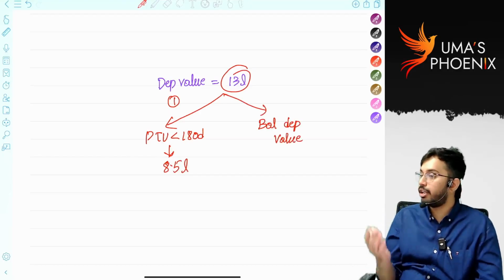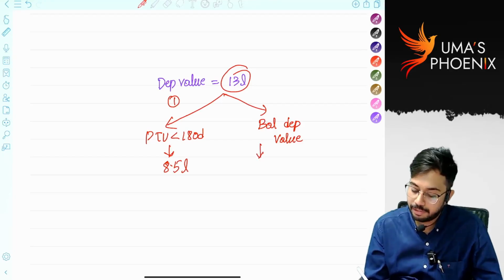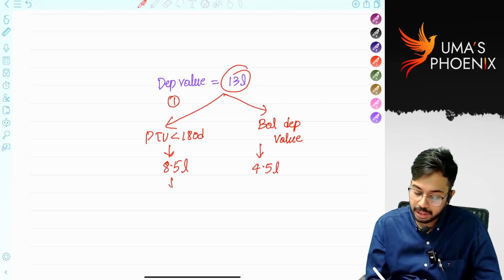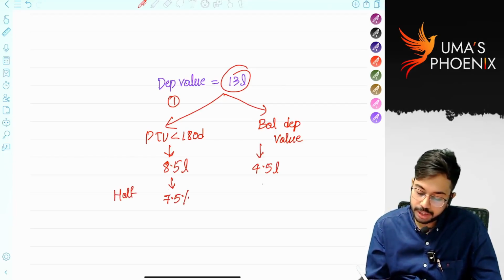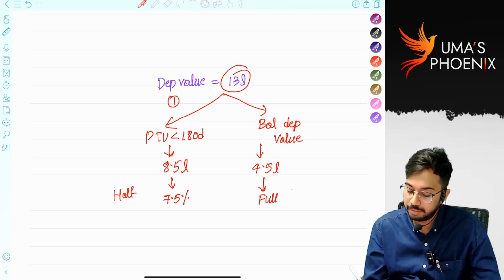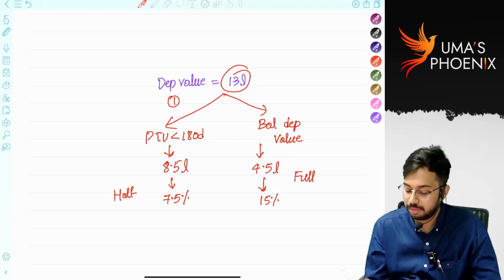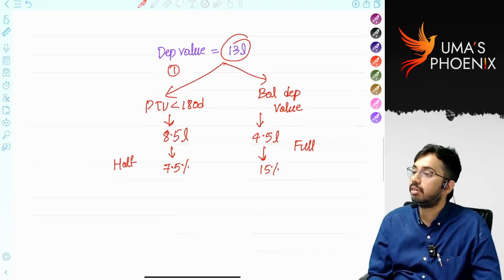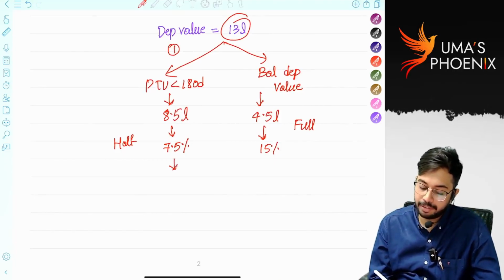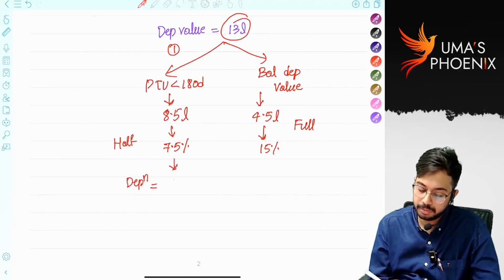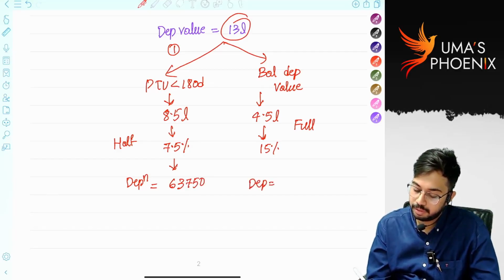I did not have calculator, you should help me. 4,50,000. So on this you will apply half rate of depreciation. On this you will apply full rate of depreciation. 15%. Tell me how much is depreciation? This one? 8,50,000 into 7.5%. How much? Okay, good. So how much is total depreciation?